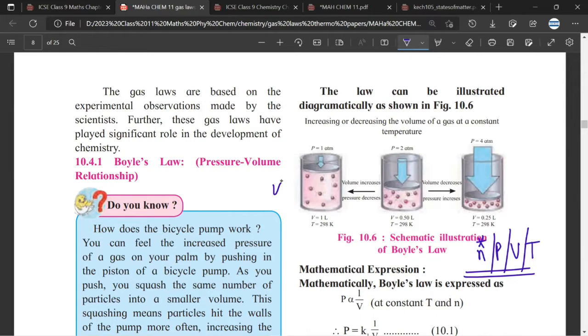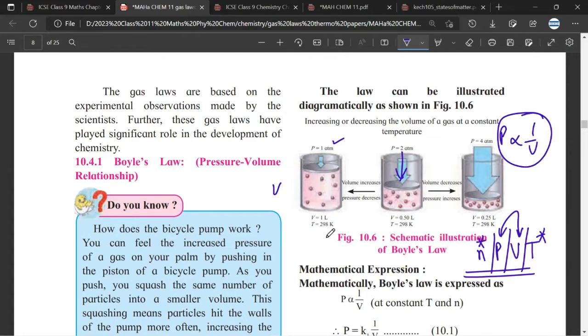Temperature, well done. So, in Boyle's law, temperature is fixed, and the second thing which is fixed is the number of moles. We need to find the relation between pressure and volume. Pretty simple. If I have a piston at 1 atmosphere and I increase the pressure, the volume decreases. So, pressure and volume are inversely proportional.